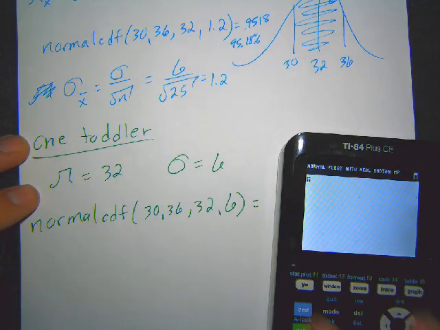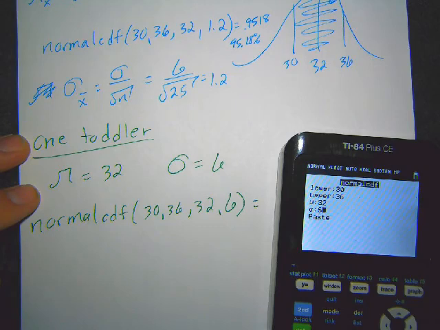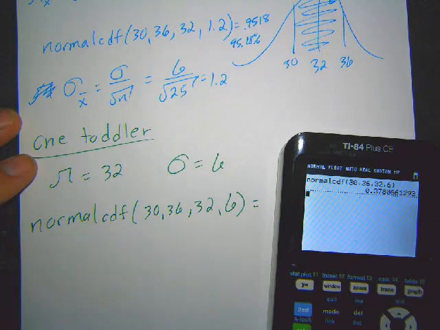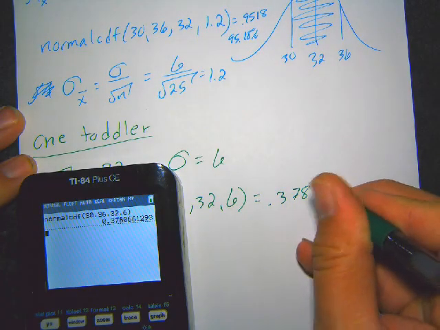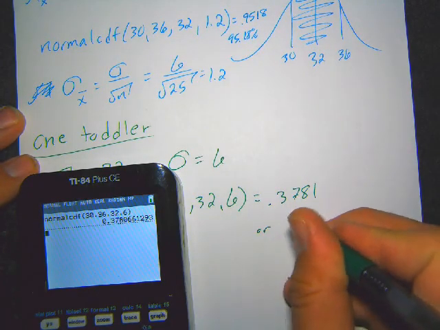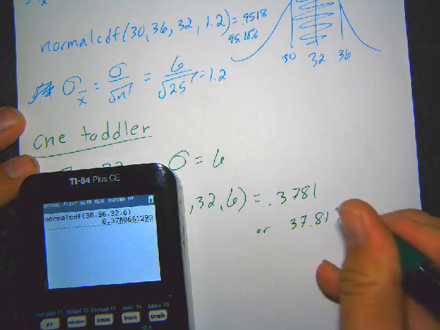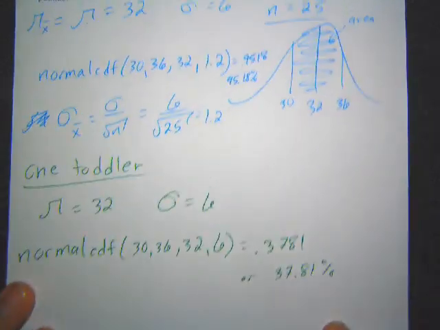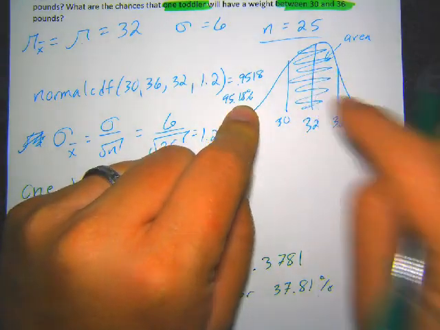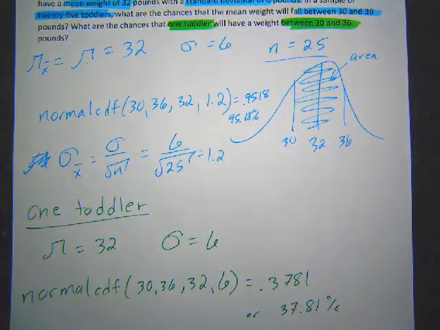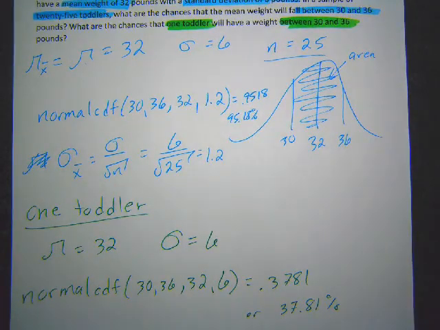So we do second distribution, normal CDF, still 30, still 36, still 32. All those stay the same, but now it's 6 for standard deviation because we only have one person. And this time I only get 0.3781 or 37.81%. So you see this decreased quite a bit, because when you have a bigger standard deviation, everything's more spread out. There's not as much in this real area anymore.